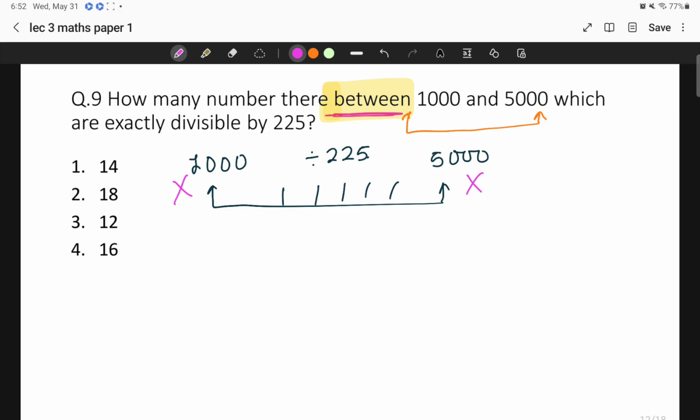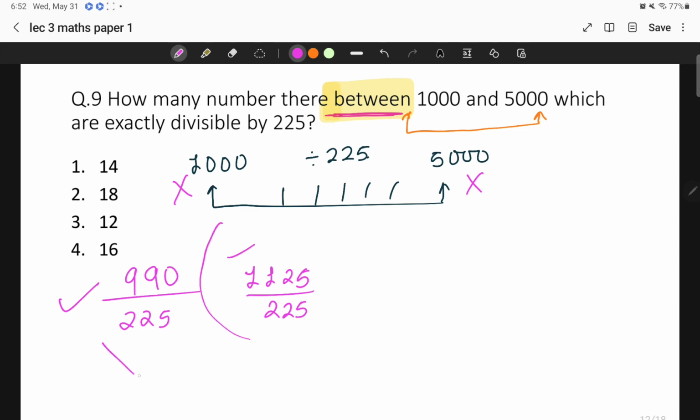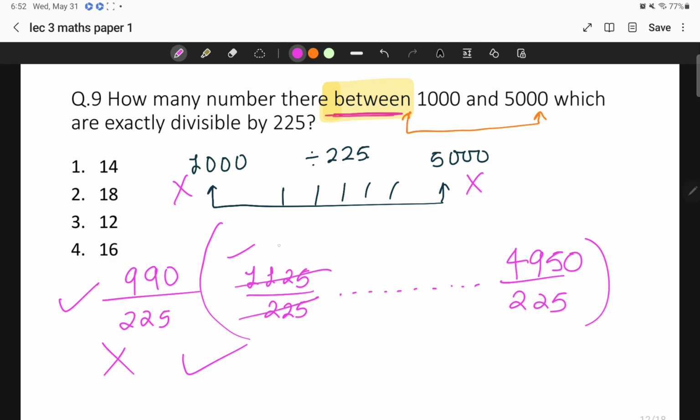Okay. So if we check, before 1000, 990 is a number which is divisible by 225. And if we see after 1000, 1125 is the number which is divisible by 225. So we don't have to calculate this, we have to focus on this. And before 5000, 4950 is the number which is divisible by 225. Got it? So if I do the division, I'll get here.